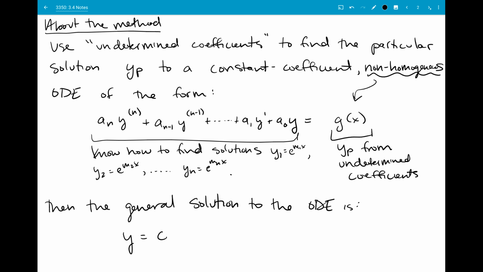That's just going to be y equal to c1 y1 plus c2 y2 down through cn yn. That's how we find a general solution to the homogeneous problem. And all we have to do is add on that y sub p that we find using undetermined coefficients. So that's why we learned this method, for this last piece that we need to find solutions to these more complicated differential equations than we worked with last week.